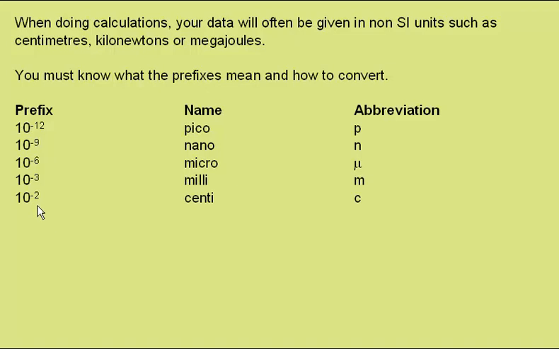10 to the minus 2, not following the trend of going up in thousands, is centi, as in centimetres, abbreviation lowercase c. Then we get on to multiplications. 10 to the 3 is kilo, abbreviation lowercase k. 10 to the 6 is mega, which has an uppercase M to distinguish it from milli with a lowercase m. Do be careful with these. 10 to the 9 is giga, which is uppercase G. And finally 10 to the 12 is tera, which is an uppercase T.